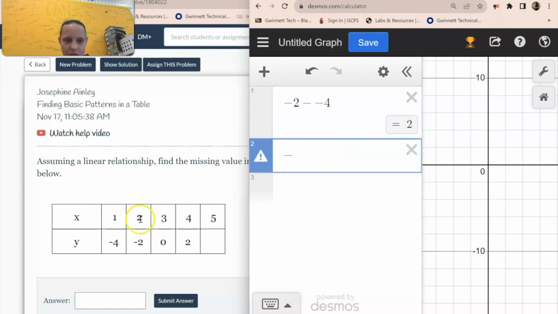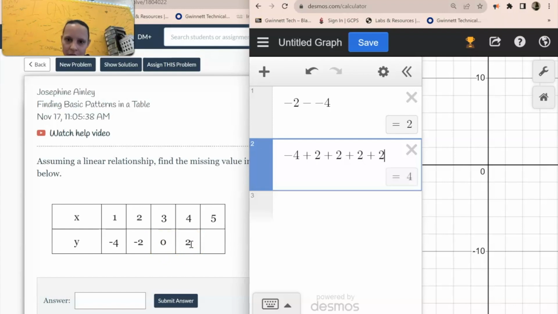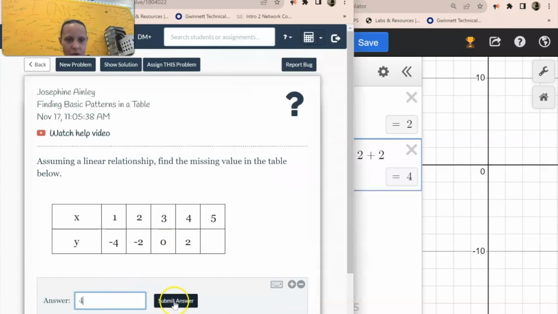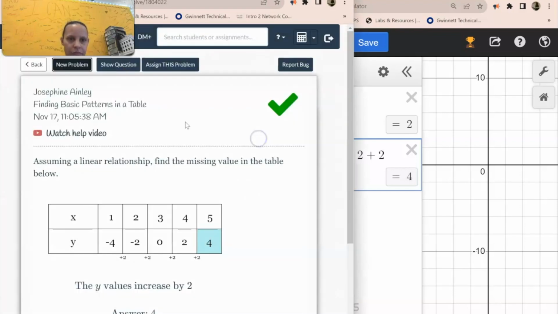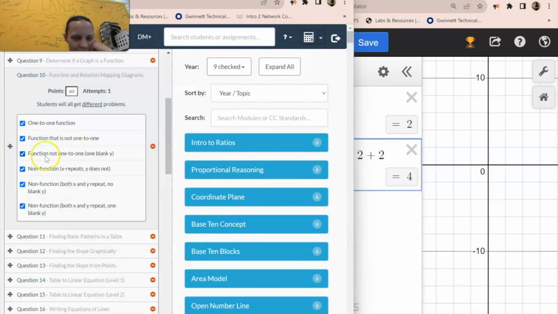So I start off with the first number, and then it's going up by 2, so add 2. I get the next number. If I add 2 again, do I get 0? I do. If I add 2 again, do I get 2? I do. So if I add 2 one more time, I'm going to get the missing number, which is 4. All right, hopefully that was enough for you to understand that one. All right, moving on to my next one.